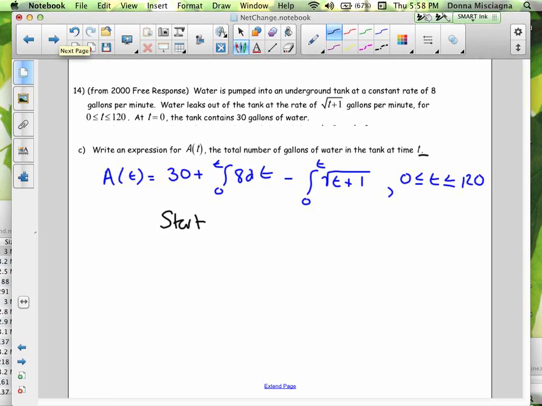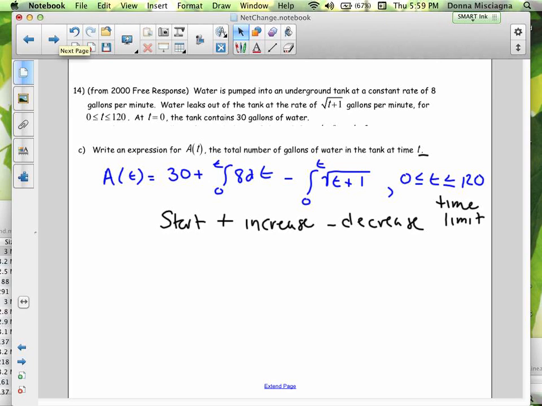That means that t is going to be your upper value. Make sure that 0 is your lower value because you add these all up, accumulated. So start plus increase minus decrease. And then add this, right, because there was a time limit. This doesn't go on forever and ever. I guess eventually the barrel is going to be filled. And at that point, it's all going to be leaking out. There's going to be nothing going in. It's just going to be all leaking out all over the place, making a mess.